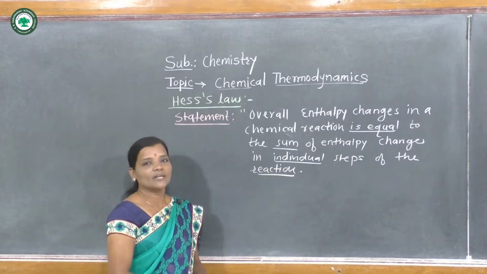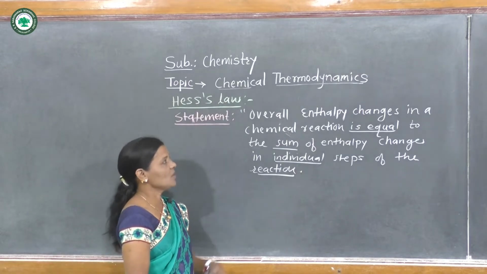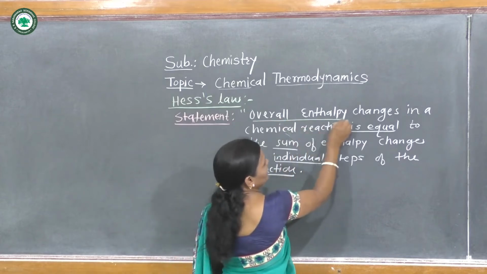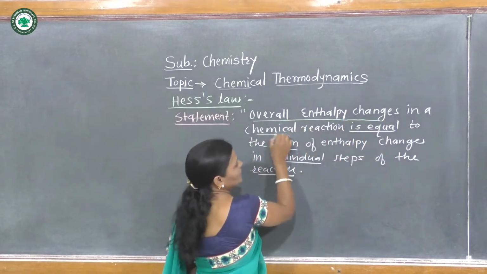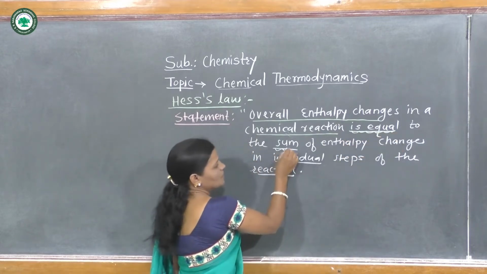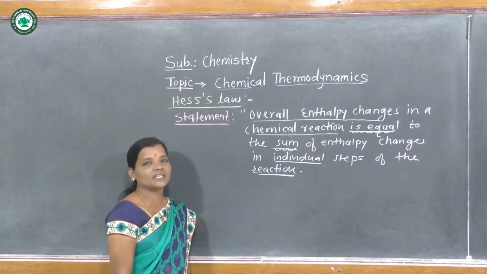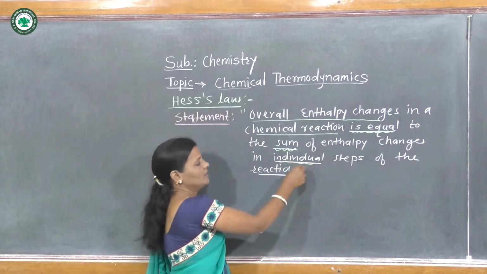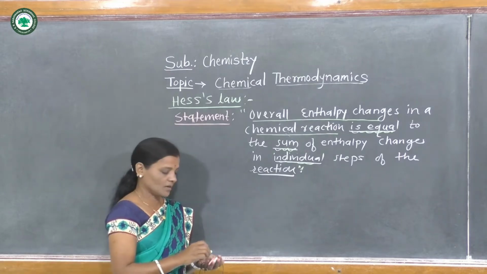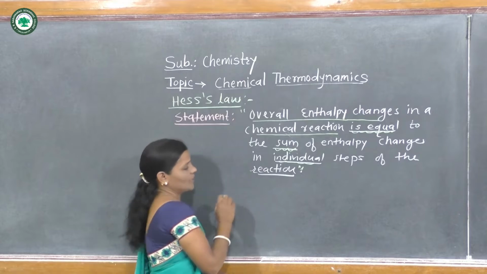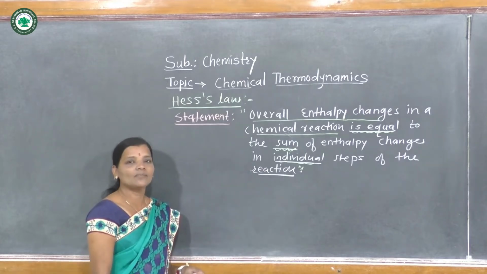That means here, according to this Hess law, overall enthalpy changes in a chemical reaction is equal to the sum of enthalpy changes in individual steps in that chemical reaction. Now let us see an example and then we will explain that. For example, the formation of ammonia takes place in two steps.